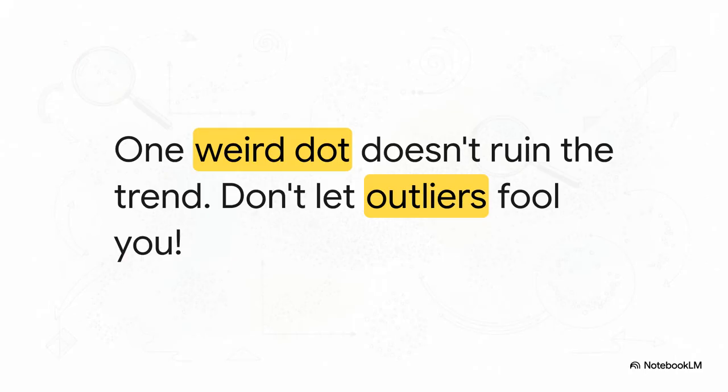Here's another thing to watch out for. Sometimes when you're looking at a scatter plot, you'll see one or two dots that are just way off on their own, not following the pattern. We call those outliers. And the key is to not let them trick you. If you have 99 dots all trending upwards and one weirdo dot off in the corner, the trend is still positive. Your job is to spot the main story, not get distracted by the one exception.